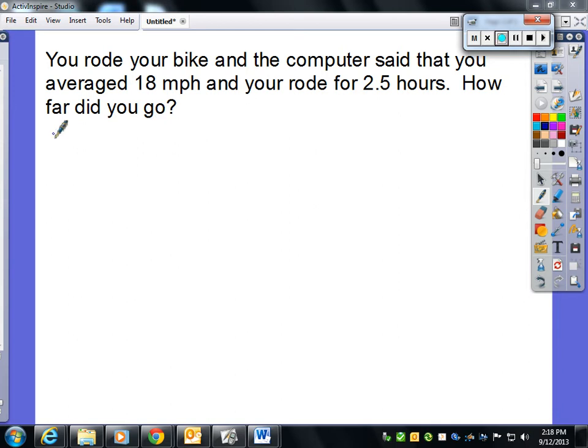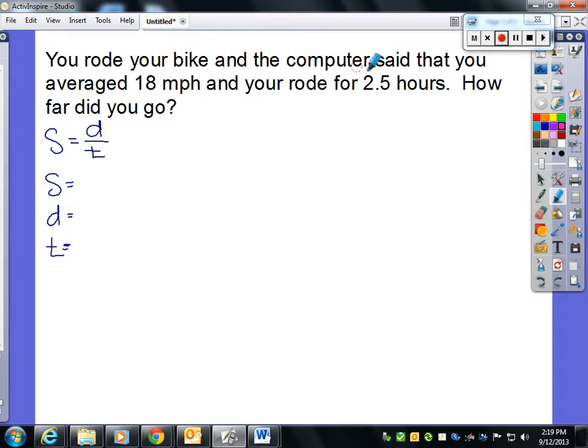So we know we need to use the speed equation, so I'm going to write the speed equation out right here. Speed equals distance over time, and I'm going to write my S equals, my D equals, and my T equals. Then I go through and I dissect the word problem. So let's read through and find out what information we can get.